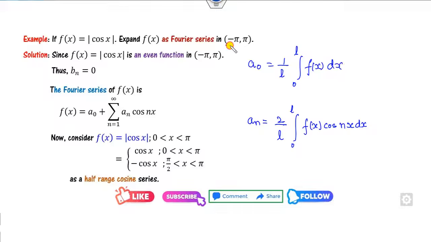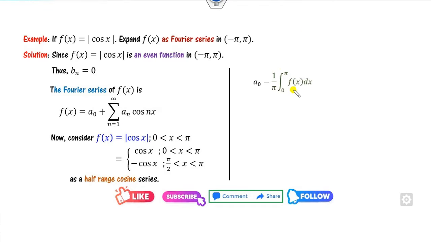So remember, the domain is minus pi to pi. Once you change into the half range, the domain will be 0 to pi. Half range will always start from the 0. So what is the L? If you compare them from the 0 to L, L will be pi. I can substitute this value, you will get this term. Now I can break this interval from 0 to pi by 2, the value is cos x, and pi by 2 to pi, this number will be this quantity.